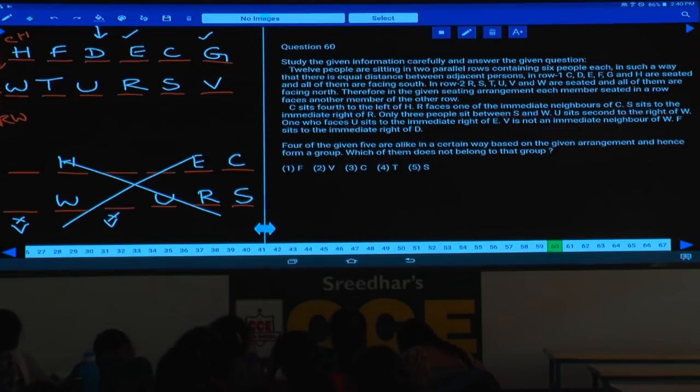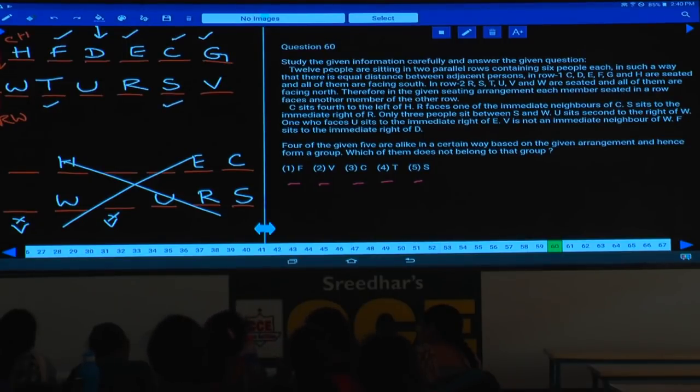Then coming to question number 60. 4 of the following 5 are alike, that means it is an odd man out. Now in this odd man out, F, V, C, D, S. F is at the second place, V is at a corner, C is at the second, T at the second, and S is at the second. Now tell me what is the odd one here. F is at the second, T is also at the second place, C is at the second place, S is at the second place. But what is your answer here? V is at an end.